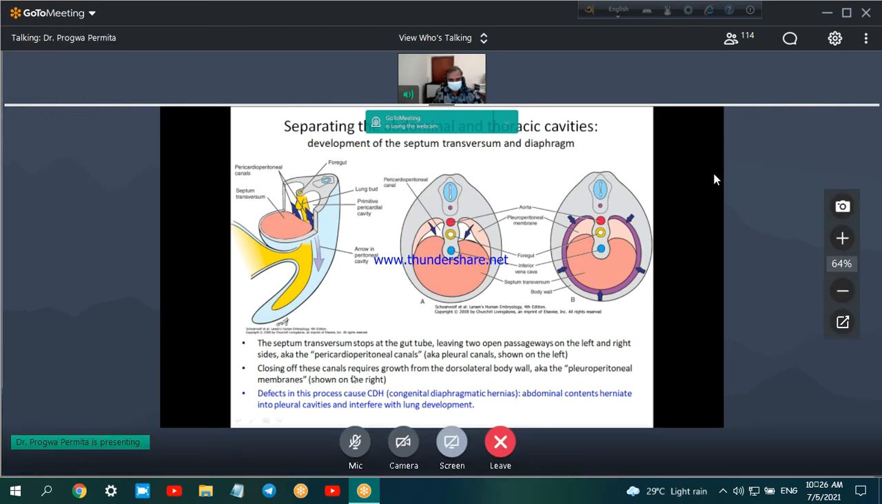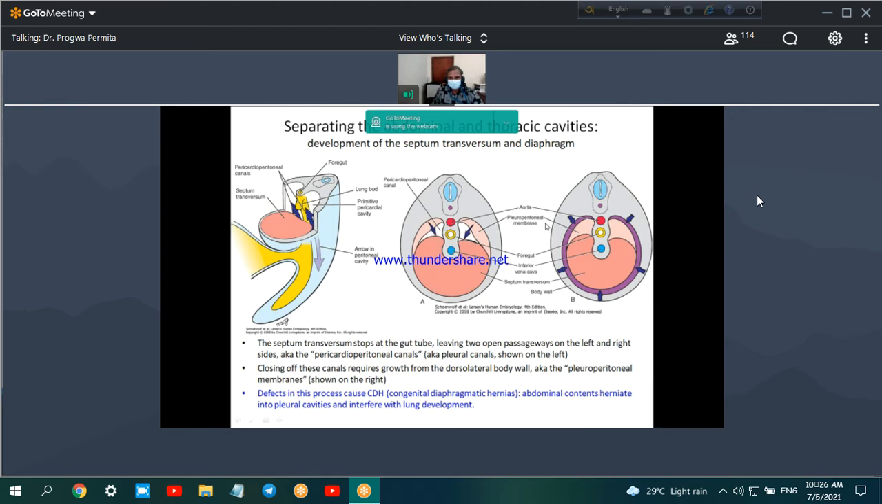The closing of these canals requires growth from the dorsolateral body wall, that is, the pleuroperitoneal membranes. These are the pleuroperitoneal membranes.